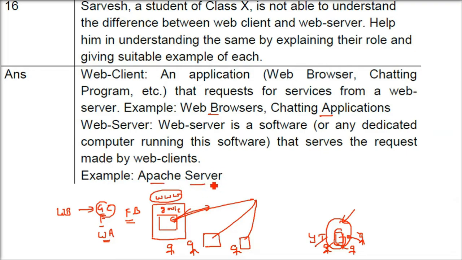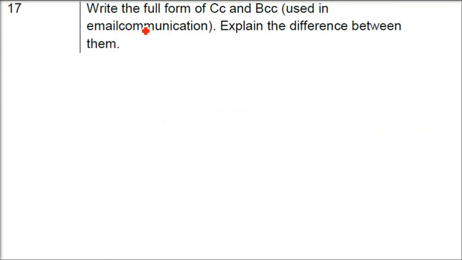So a web server is software that serves the requests made by web clients. For example, the Apache server. This server is basically serving the client. The client is expecting something, asking something, or whatever it requires from the server.